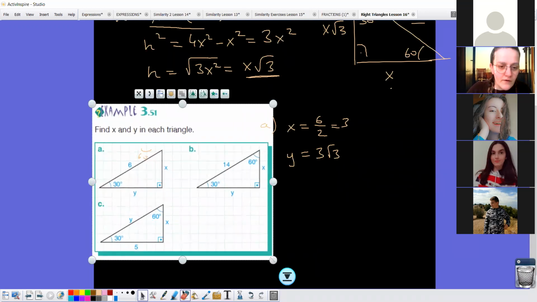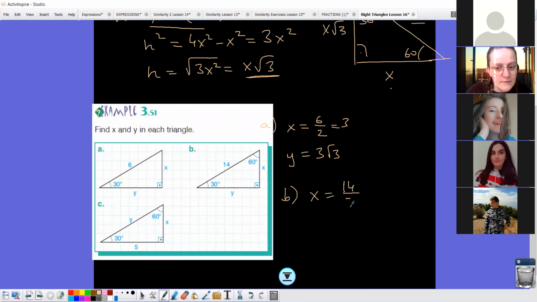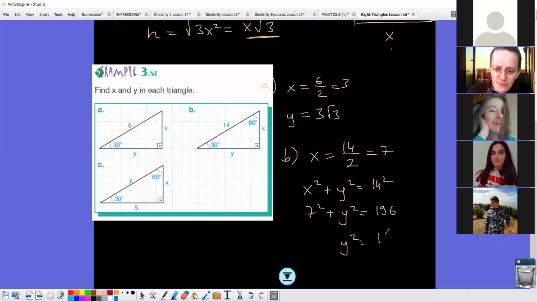Teacher, can I try to solve B? Okay, why not? It will be x is equal to 14 over 2, so it will be 7. Now x squared plus epsilon squared is equal to 14 squared. So 7 squared plus epsilon squared is equal to 196. Epsilon squared is equal to 147, which is 196 minus 49. And epsilon will be 7 root of 3.